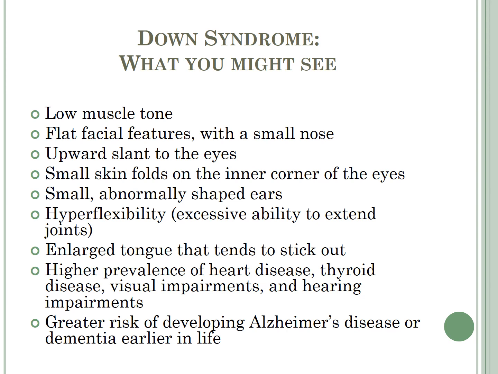And then unfortunately, people with Down syndrome do have a higher prevalence of other diseases, such as heart disease, thyroid disease, visual impairments, and hearing impairments. And another unfortunate thing in Down syndrome is that people with Down syndrome have a greater risk of developing Alzheimer's disease or dementia earlier in life, and this can actually be as early as in their 40s.